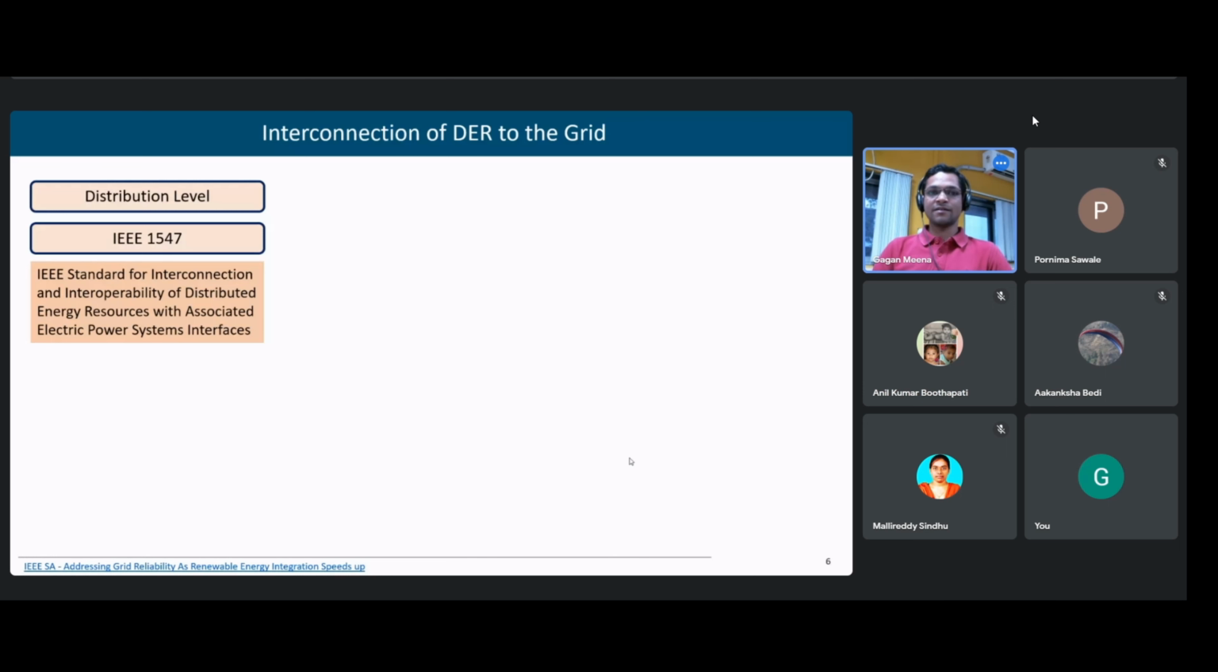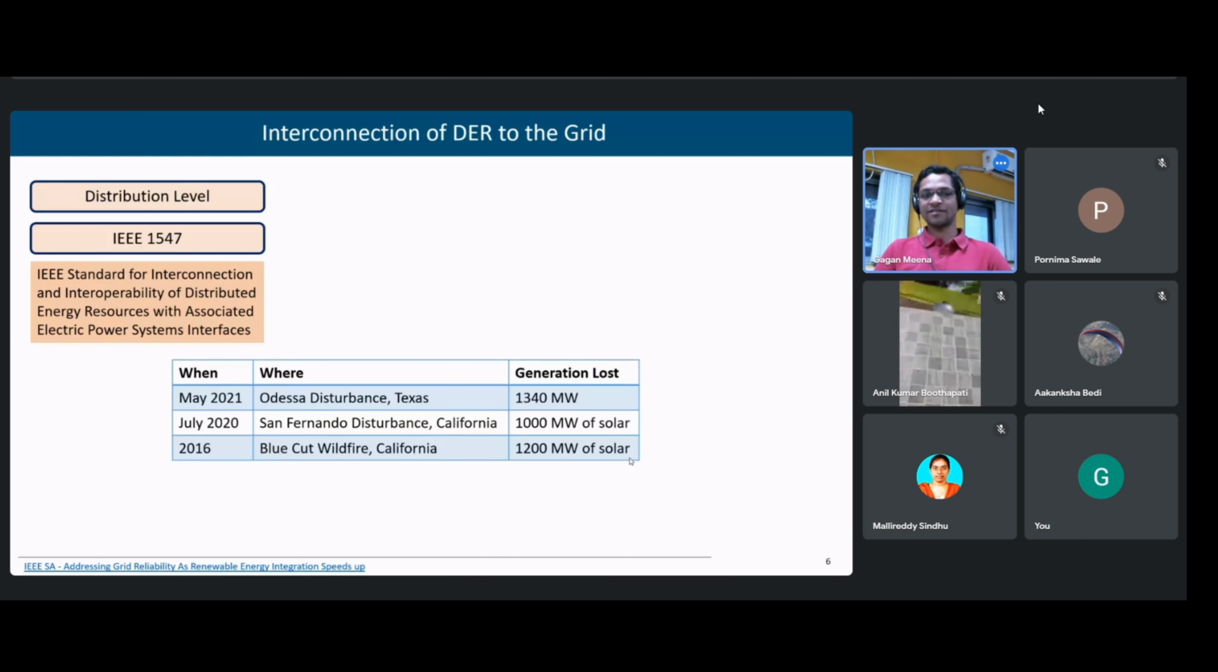IEEE 1547 is the standard for interconnection of distributed energy resources to the grid. So it provides several guidelines which the DER has to follow to interconnect itself to the grid. But there were some challenges, some recent occurrences. For example, the Odisha disturbance in May 21, then the San Fernando disturbance in 2020, and then the Blue Cut wildfire in 2016.